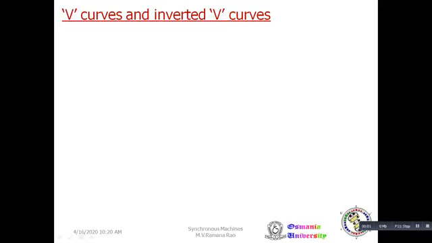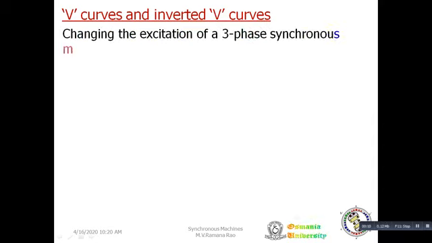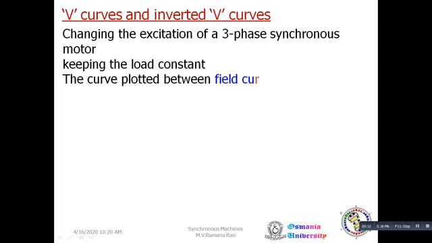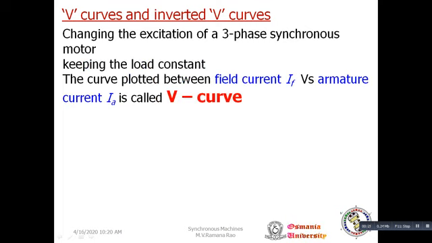V curves and inverted V curves. So changing the excitation of a synchronous motor, keeping the load constant. The curve plotting between DC field current and AC armature current IA is called a V curve. So clearly, V curve: DC field current and AC armature current IA. It is a V curve.